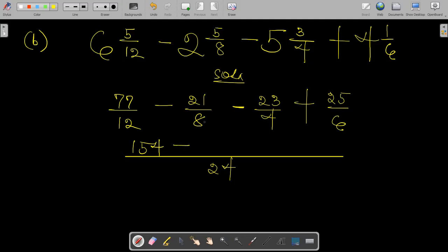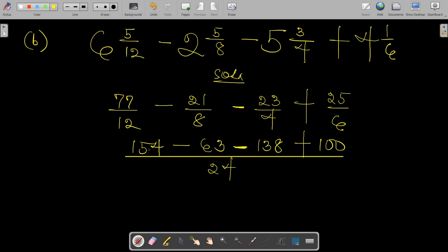Minus, 24 goes into 8, we have 3. 3 times 21, we have 63. Then negative. 24 goes into 4, we have 6. 6 times 23, we have 138. Then plus, 24 goes into 6, we have 4. 4 times 25, and that will be 100.